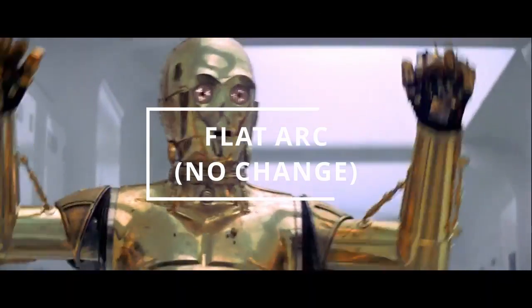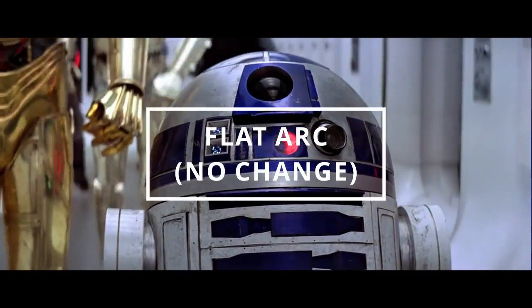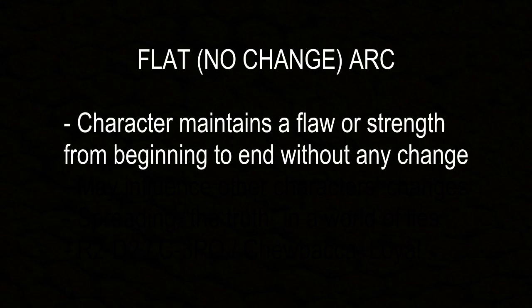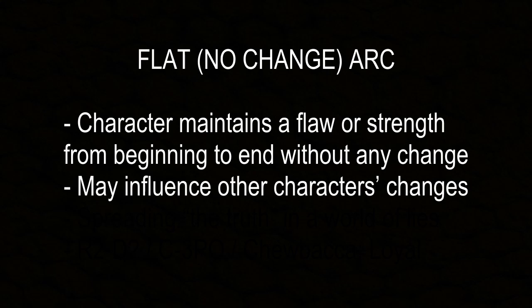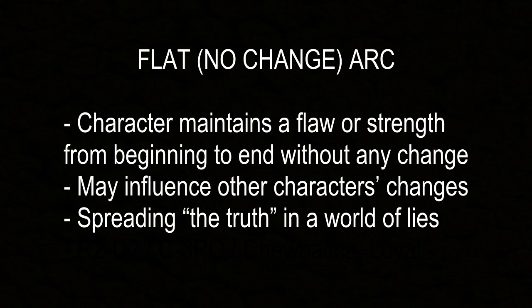And then the third type of character arc is the flat arc. This is where a character maintains a flaw or a strength from beginning to end without any change. And sometimes it's totally fine for a character just to have a single strength that is consistent over the course of the story, and maybe they use that strength to influence other characters, to make them change. Or sometimes they have that strength and they try to spread the truth in a world full of lies.